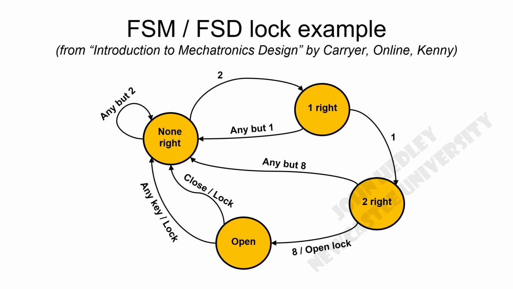Next, we need to consider how we move between states. A correct number will transition us to the next stage if it is correct, or take us back to the starting point if incorrect. An incorrect number at the beginning just loops us back around to the same state as we are still at the beginning. Once the lock is open, we have 2 possible transitions to get us back to our starting locked position.